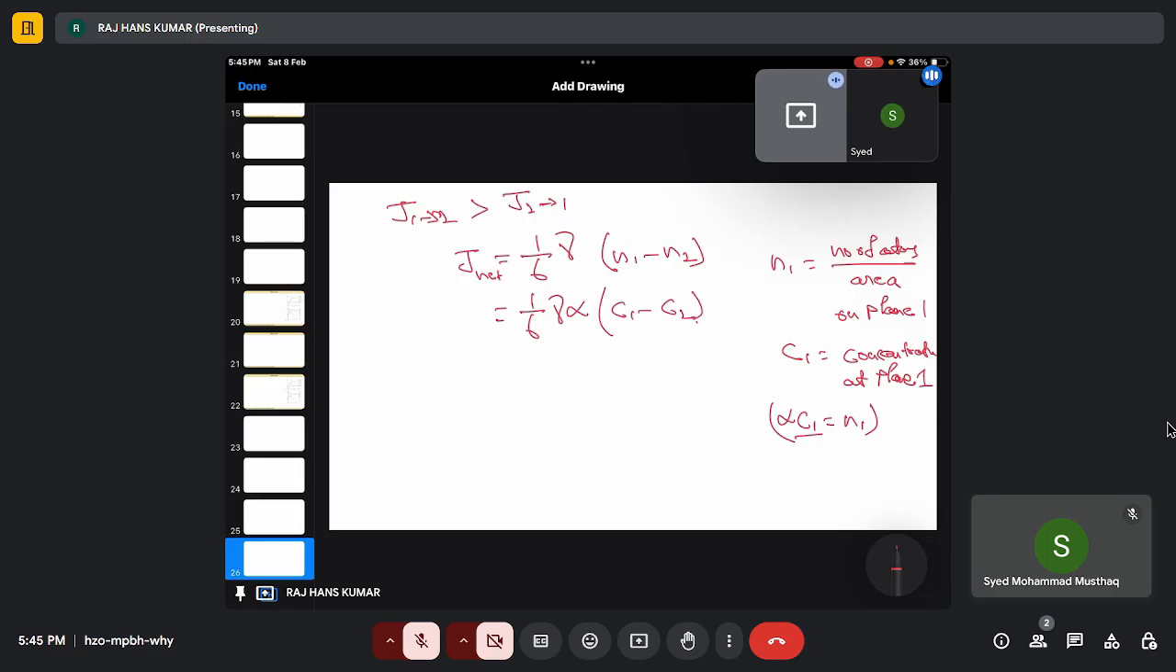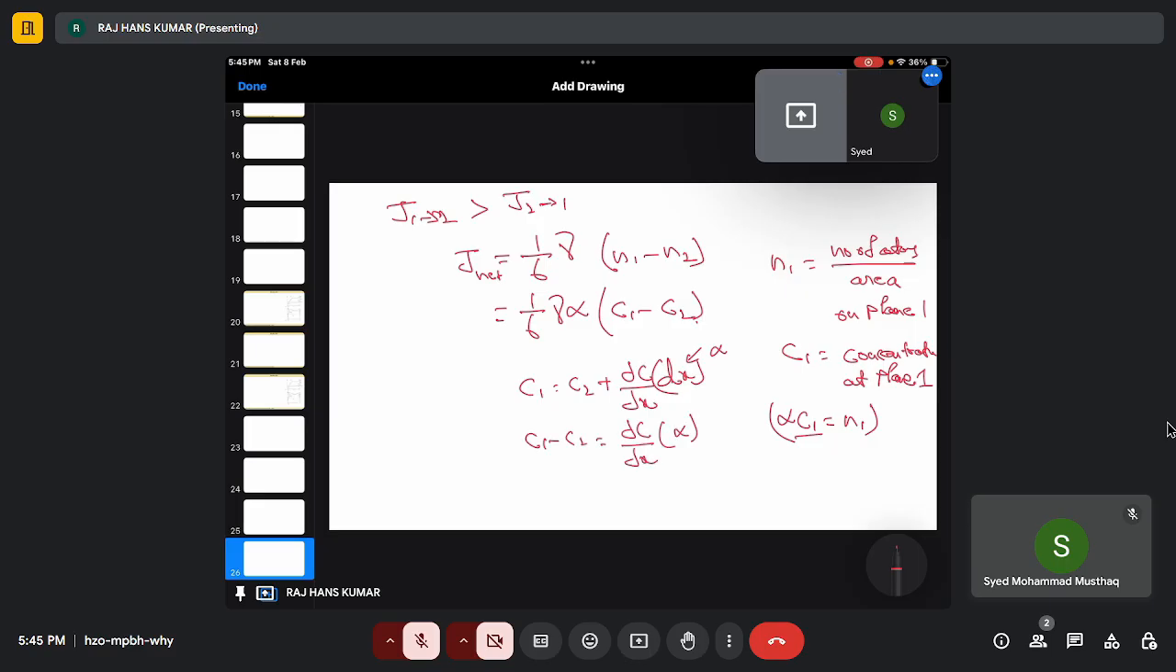Now we know from differential equations C1 equals C2 plus dou C by dou x times dx. This dx can be written as alpha, because that is my unit distance, right? We cannot go below that. So that dx can be written as alpha. So C1 minus C2 will be equal to dou C by dou x times alpha.